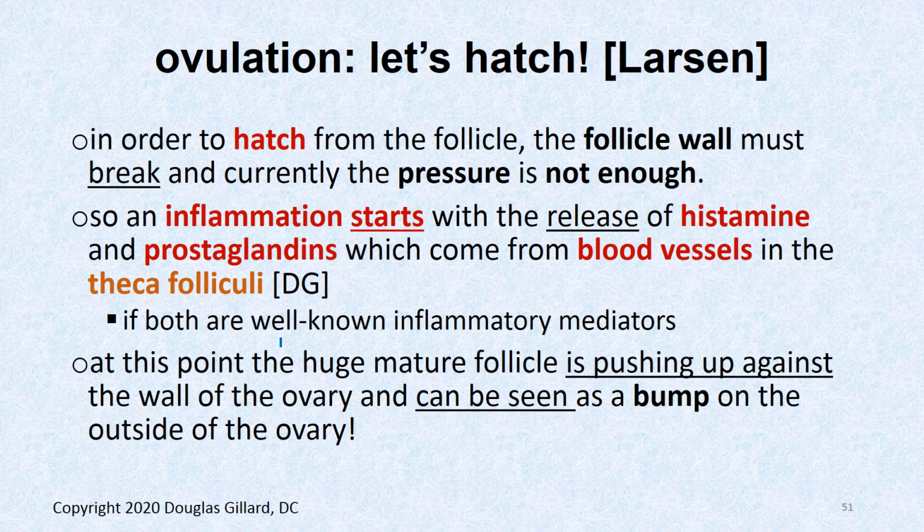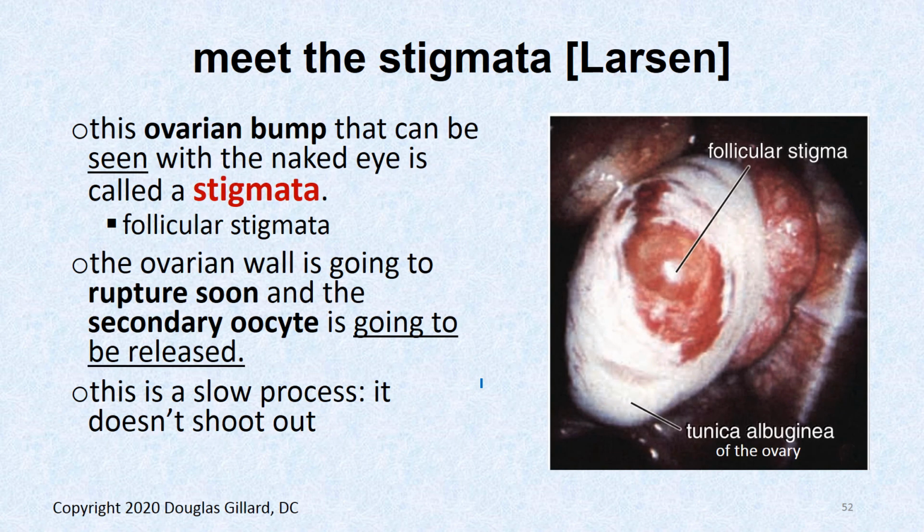The theca folliculi start releasing histamine and prostaglandins, and the inflammation starts to break down the wall. Okay, and also the graafian follicle is so darn big, it's causing a visible bump.